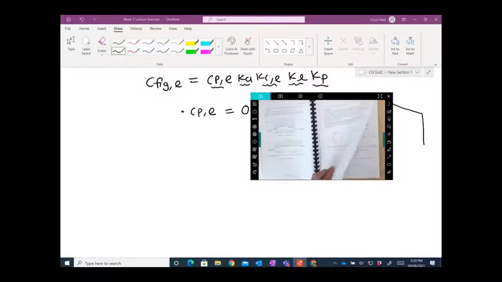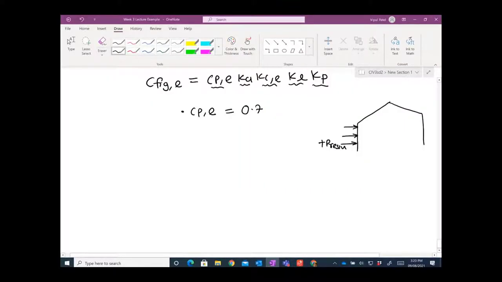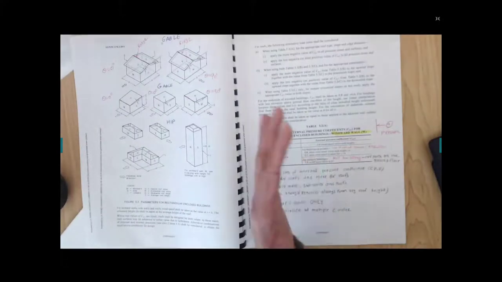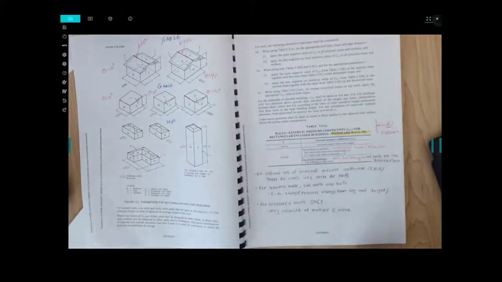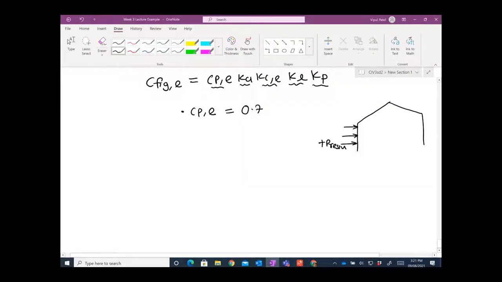So the physical meaning of this positive 0.7 is that on the windward wall, the wind is going to push the wall. So that always creates a positive external pressure. So 0.7, okay? You don't need to remember that, but it also helps you feel what those values mean physically on the structures. So that's good, CPE done.